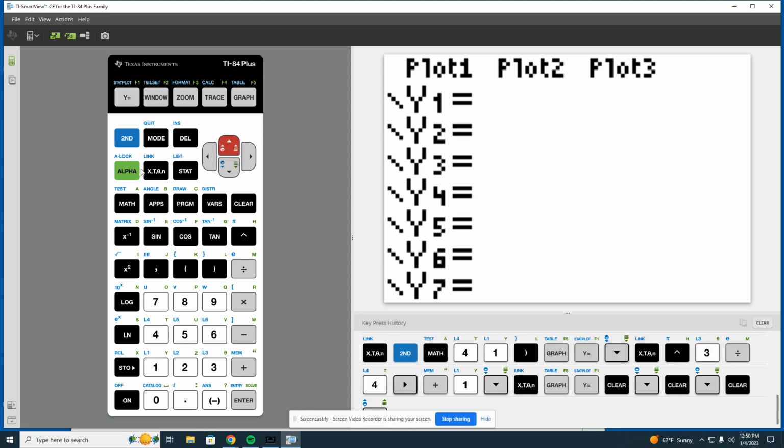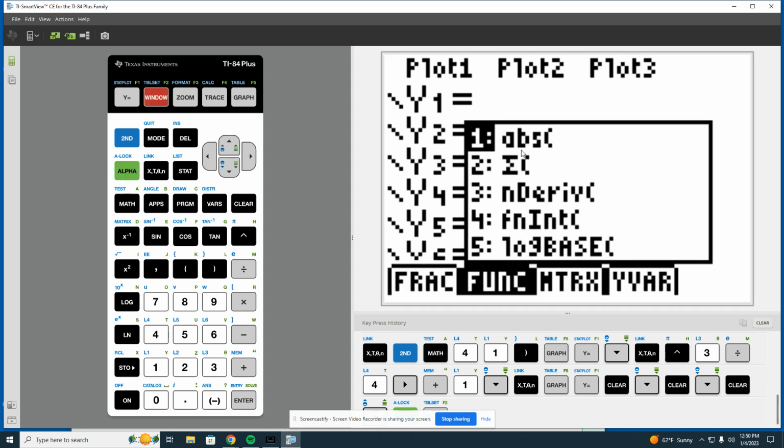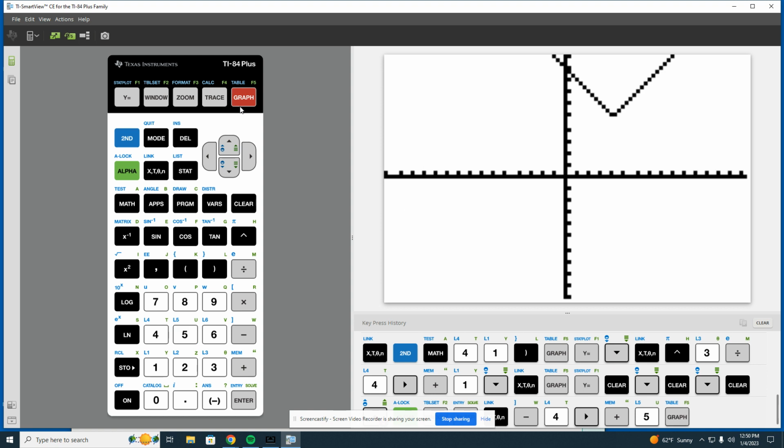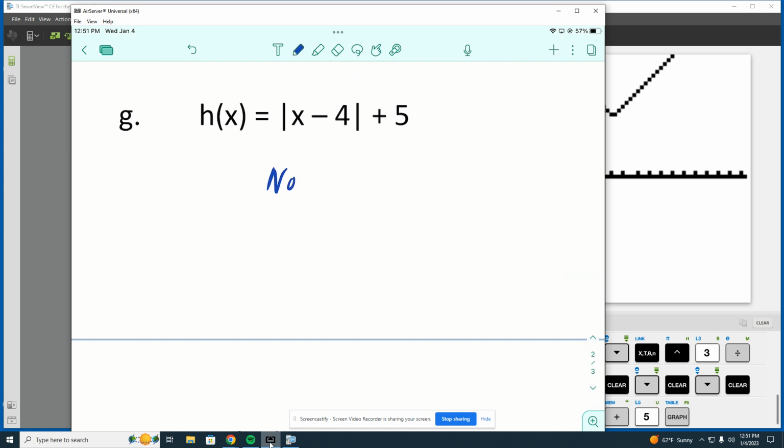To find the absolute value, the fastest way is alpha window, and right there it is, number 1, ABS. That's the fastest way. If I type this in just like I see it, with no restricted domain, you're going to end up, like we said, with a V graph, and a V graph will never pass the horizontal line test. So an absolute value graph will never have a what? It will never have an inverse unless they restrict the domain. So what are we going to write? No inverse.